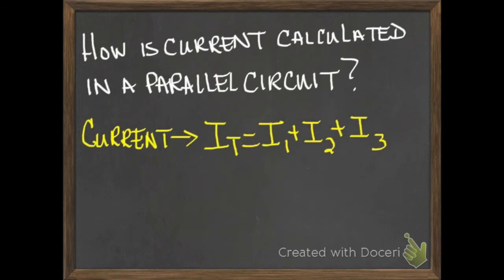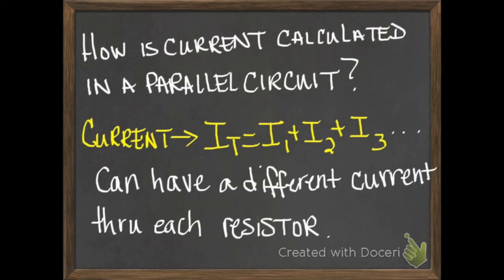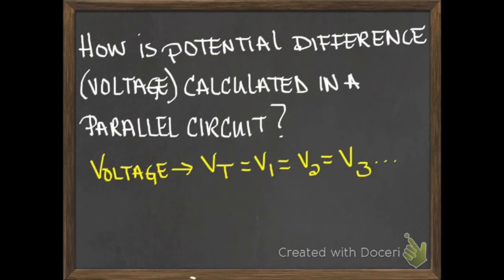The second essential question says, how do you calculate the current in a parallel circuit? Well, our formula for calculating current is IT, I total, is equal to I1 plus I2 plus I3, and so on and so forth. So what this equation is telling us is that you can have a different current through each resistor.